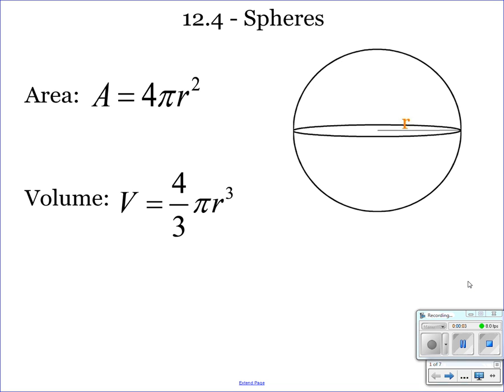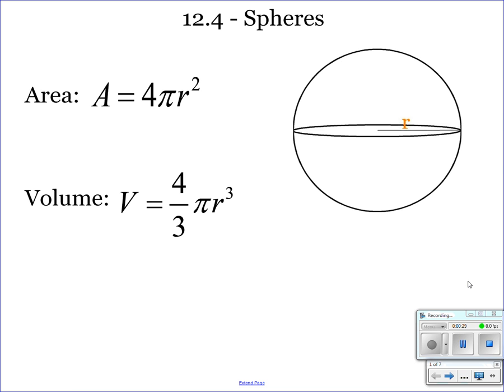Today we're going to be talking about the area and volume of a sphere. I choose to just give you guys the formulas. The area is 4 pi r squared, and the volume is 4/3 pi r cubed. The book derives the formulas a couple of times, but I just wanted to show you the formulas and then go through a few examples.